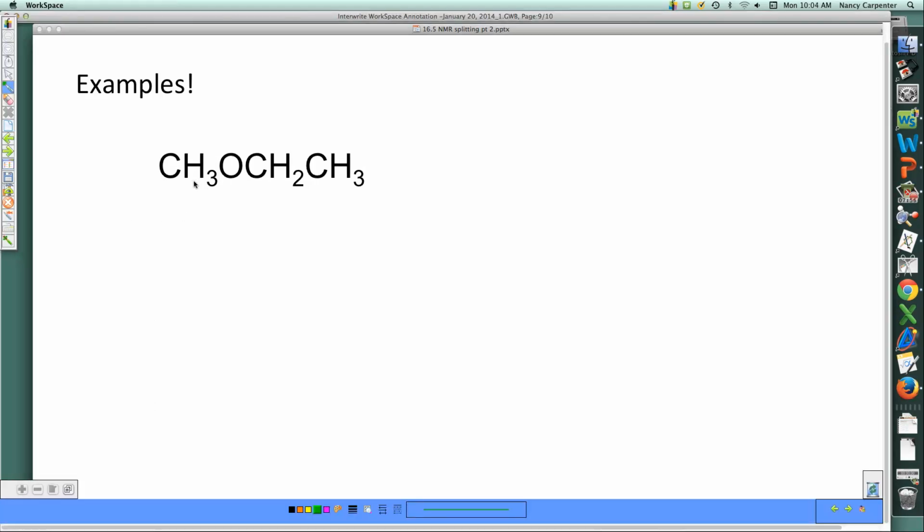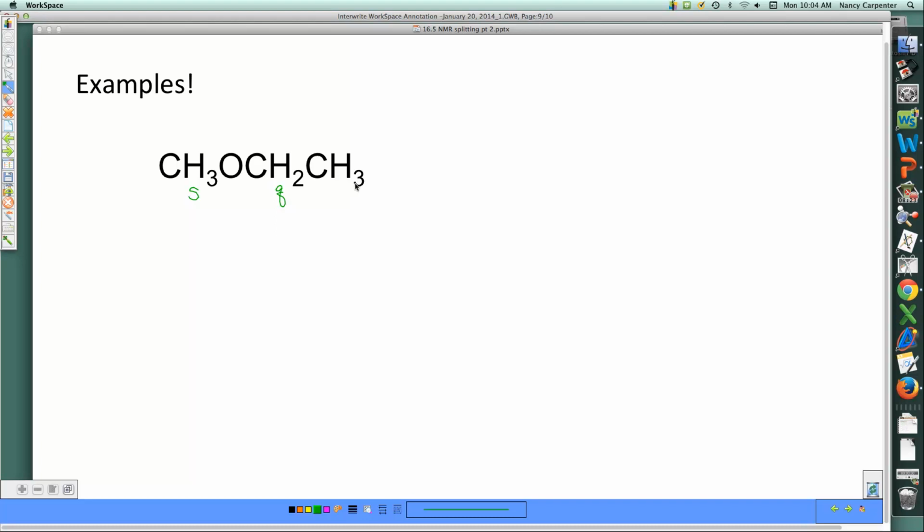Number of neighboring hydrogens here. Will I go over one atom? Are there any hydrogens here? No. So that would be a singlet. Here's my carbon. How many neighbors does this set of hydrogens have? Well, I go over here, no hydrogens on this neighbor. Go over here, 3. Therefore, this should show up as a quartet.